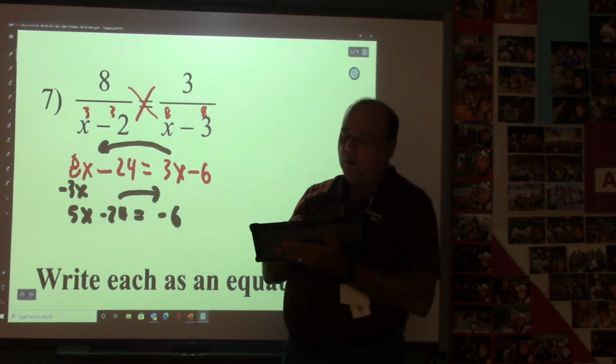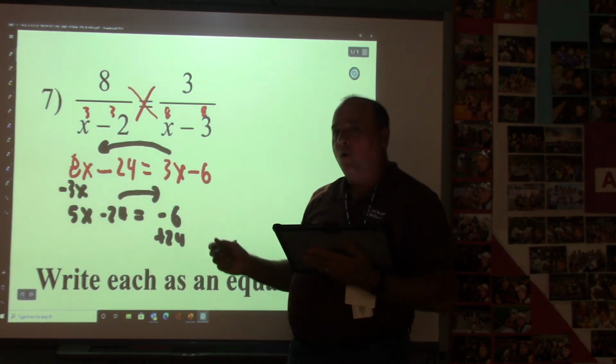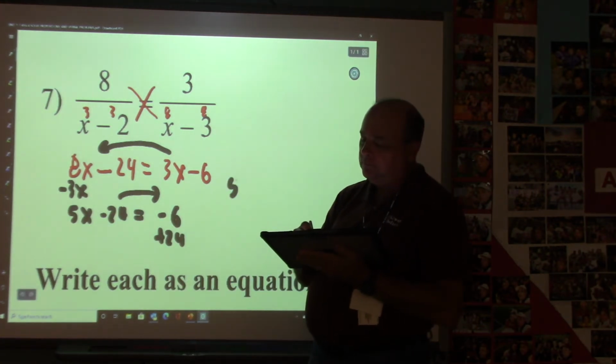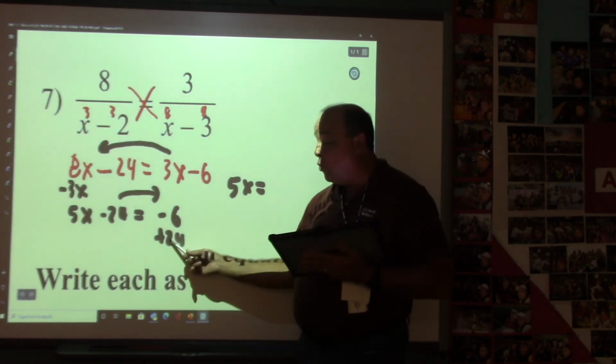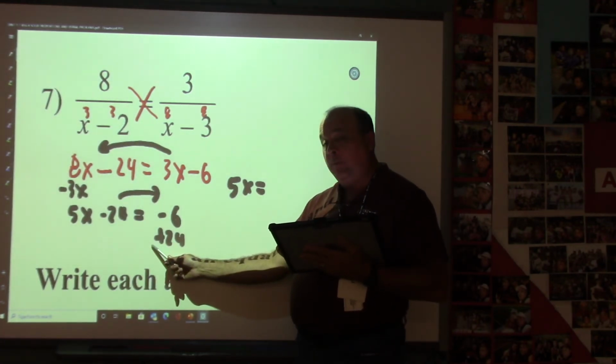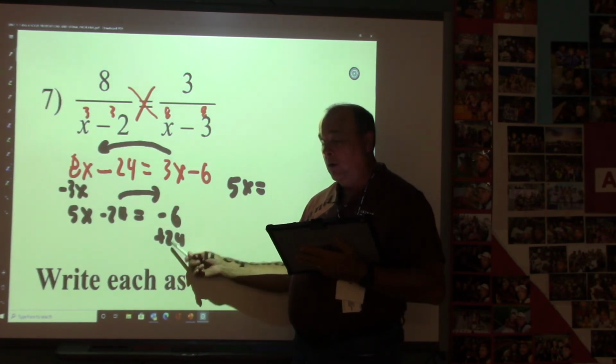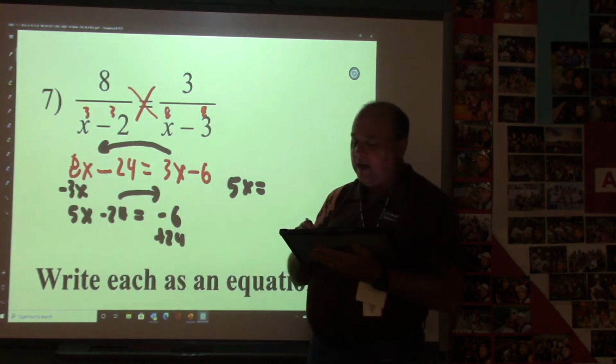So I'm going to take my 24, move it across. And then we'll have 5x equals. I have more 24s than I do 6s, so the sign will be positive. I won't add or subtract. I'll take 6 away from 24. So it's going to be a positive 18.